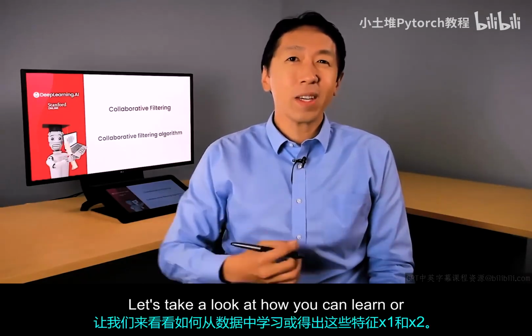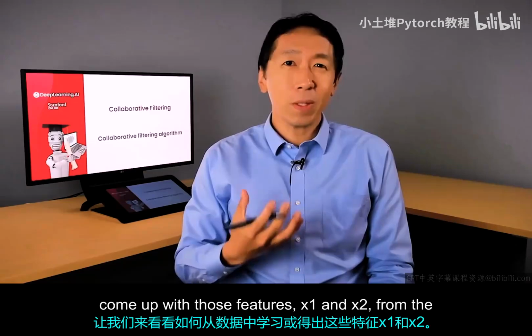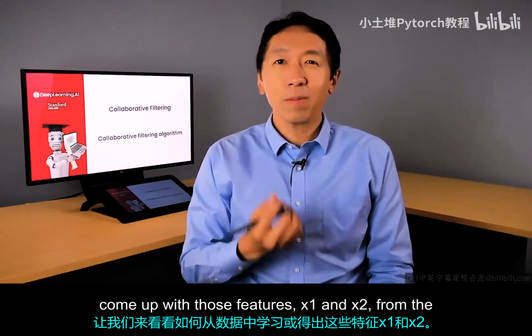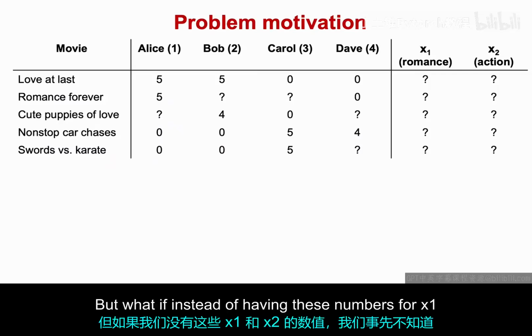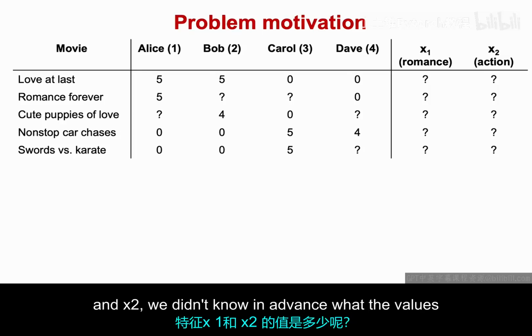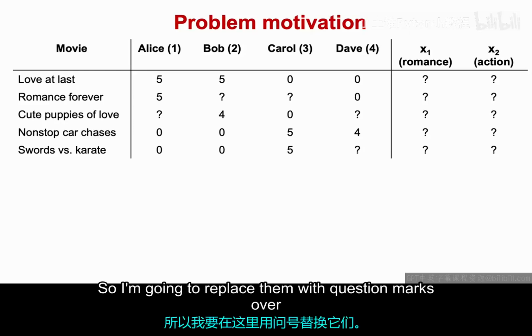Let's take a look at how you can learn or come up with those features, X1 and X2, from the data. So here's the data that we had before, but what if instead of having these numbers for X1 and X2, we didn't know in advance what the values of the features X1 and X2 are? So I'm going to replace them with question marks over here.